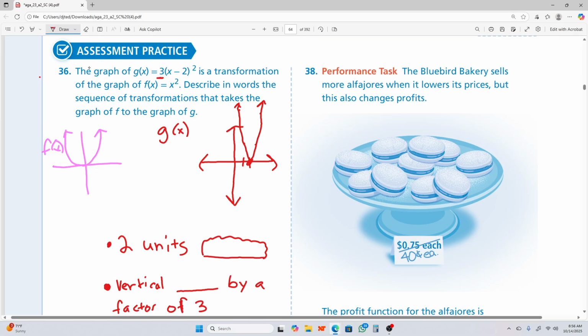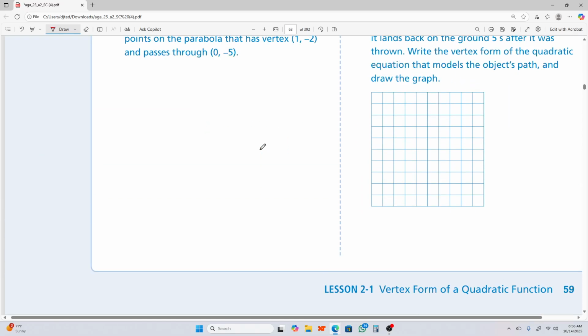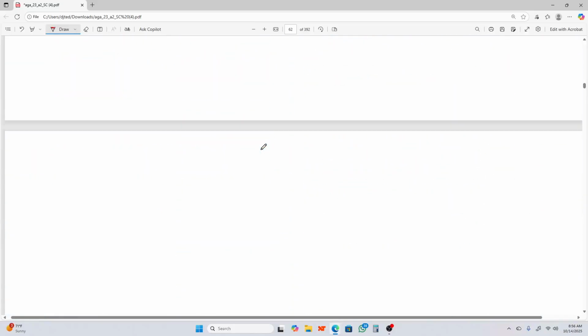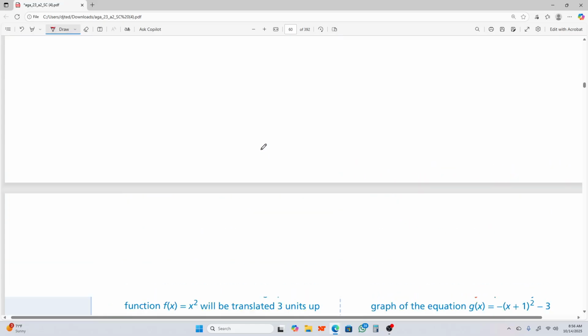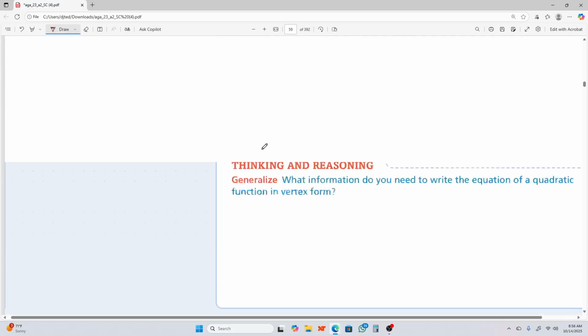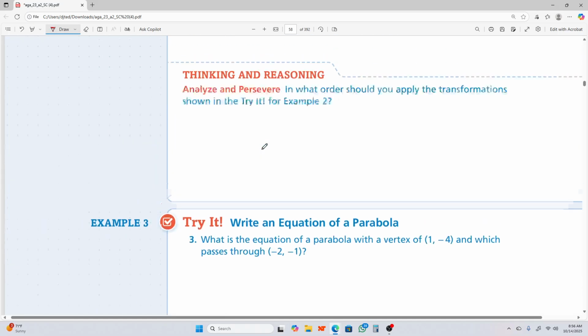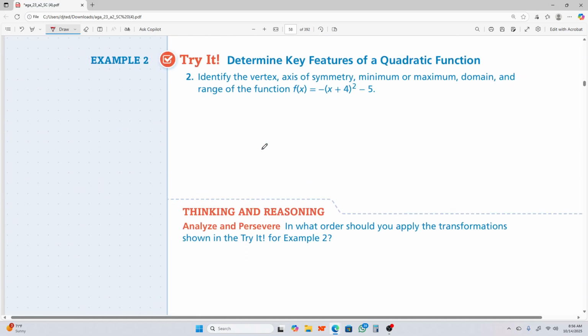And now you can look on my notebook. You can ask the sub to go grab my period 6 notebook. I got this written down for you. Page 54, example number 2. Identify the vertex, axis of symmetry, minimum or maximum, domain and range of the function f of x equals negative x plus 4 squared minus 5.